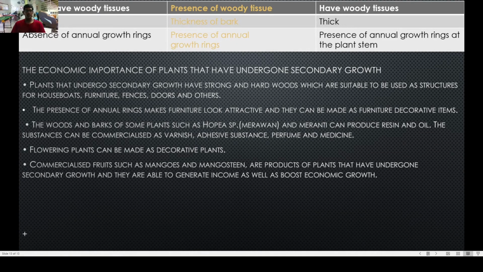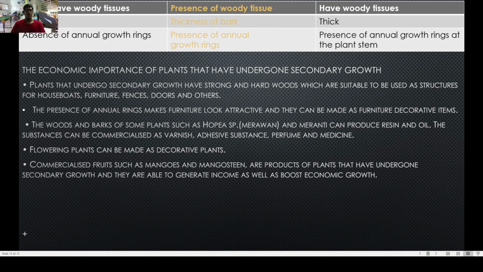Now, the economic importance of plants that have undergone secondary growth. Plants that undergo secondary growth have strong and hard roots which are suitable to be used as structures for houseboats, furniture, fences, doors, and others. The presence of annual rings makes furniture look attractive, and they can be made as furniture's decorative items.